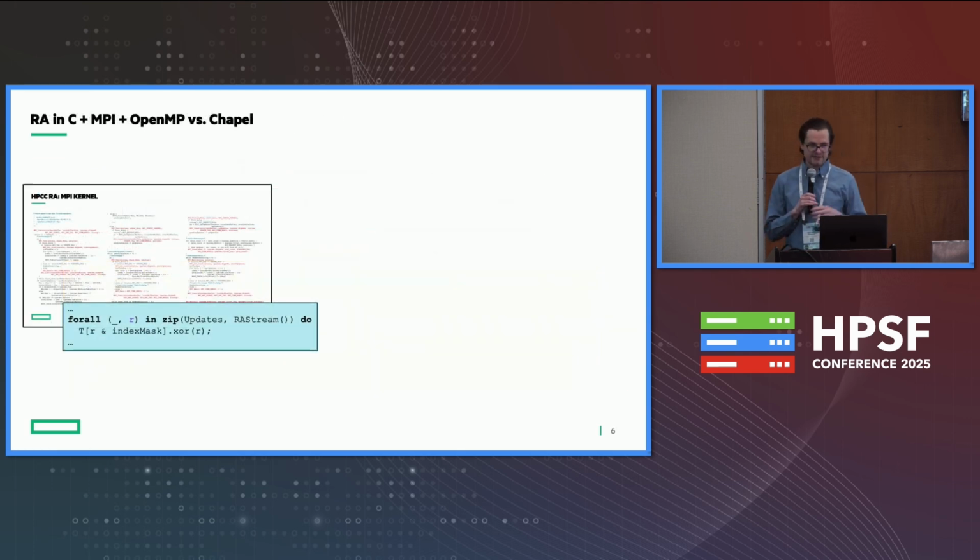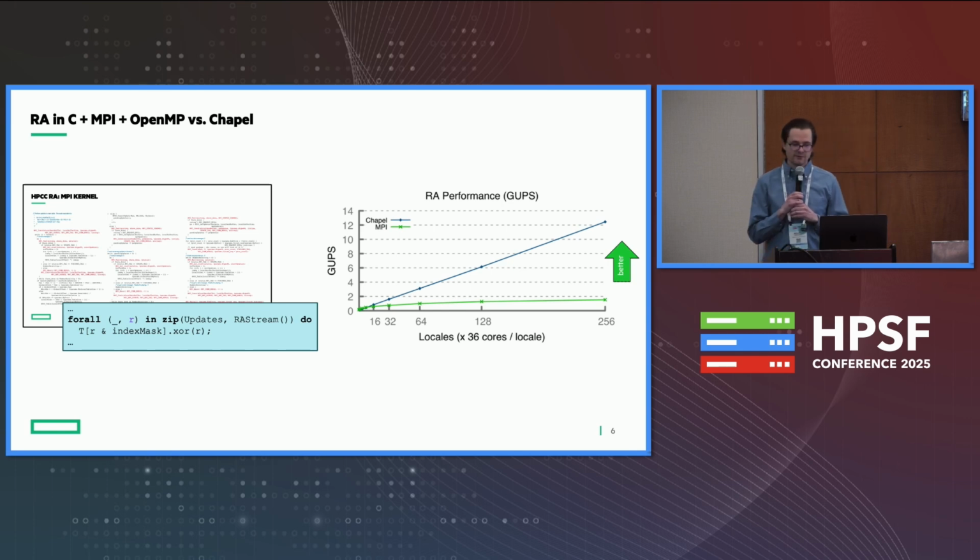Okay, that's cool. So it's nice and small, but how does it perform? Here's a performance graph. This is an older graph from a Cray XC, and it shows the Chapel version is outperforming the MPI version. And the reason for that is that the Chapel version is able to use a compiler optimization to make these atomic updates happen more efficiently.